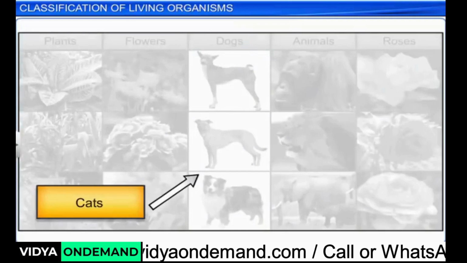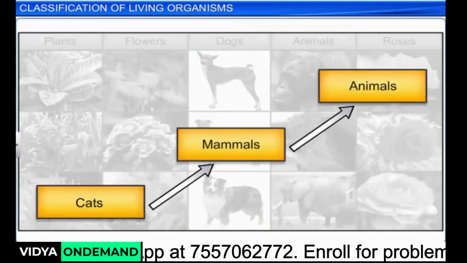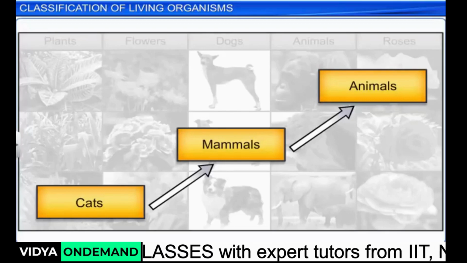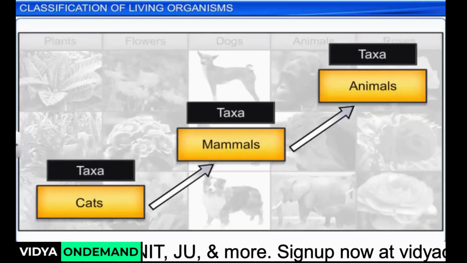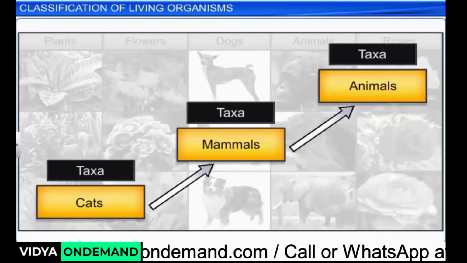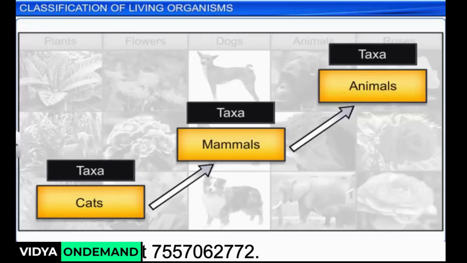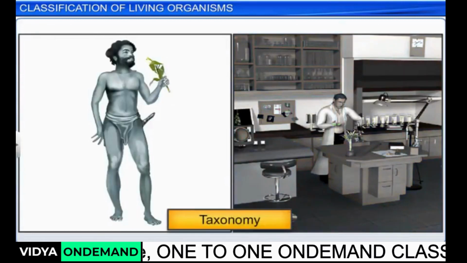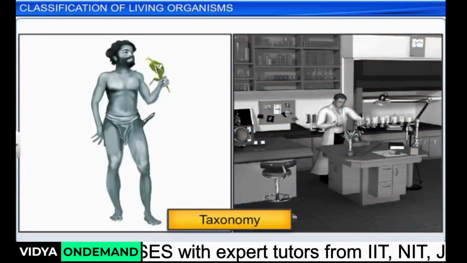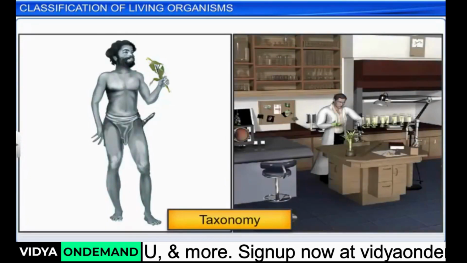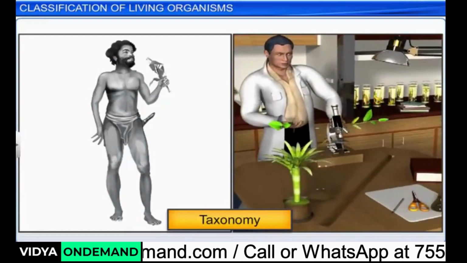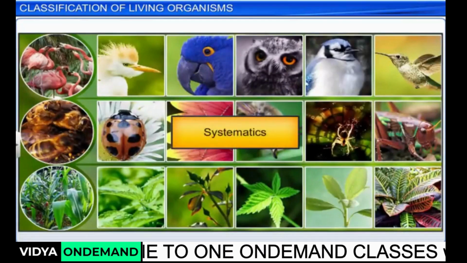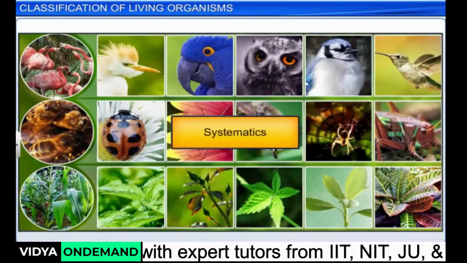However, cat is a mammal, and all mammals come under animals. Therefore, a cat, mammals, and animals represent taxa at different levels. This process of classifying living organisms into different taxa based on their characteristics is called taxonomy. Taxonomy isn't new to humans. For ages, humans have been interested in knowing about different types of organisms and the relationships among them. This branch of study is known as systematics, which means systematic arrangement of organisms.